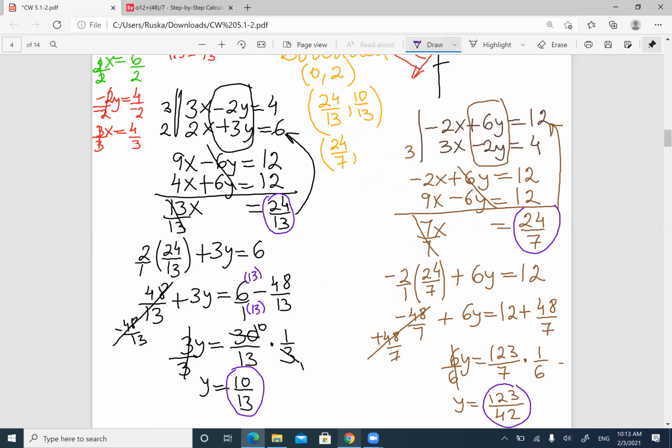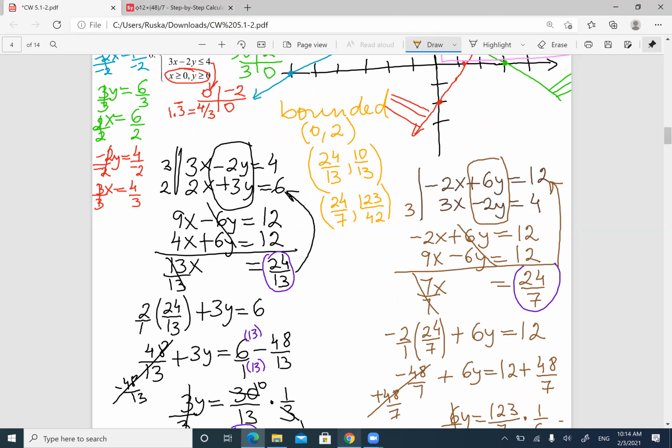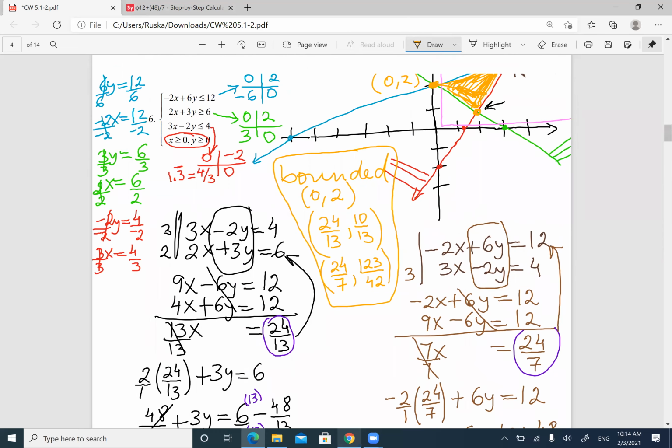Okay, and we're done with this problem. It's a lot of steps, a lot of things we did. And these are my corner points. So the area is bounded, and these are the corner points. The goal for the problems you're doing is you have to graph it and find the corner points. Pretty much that concludes everything so far.